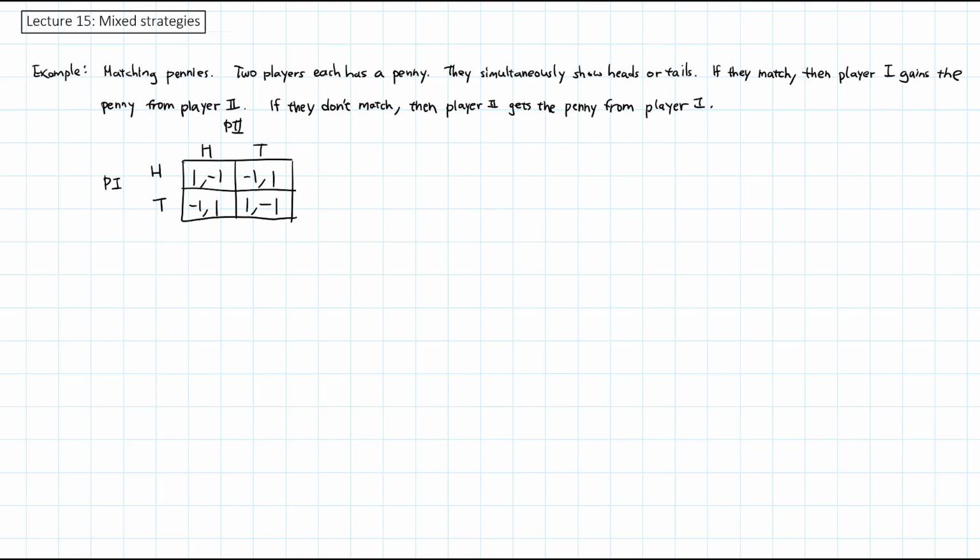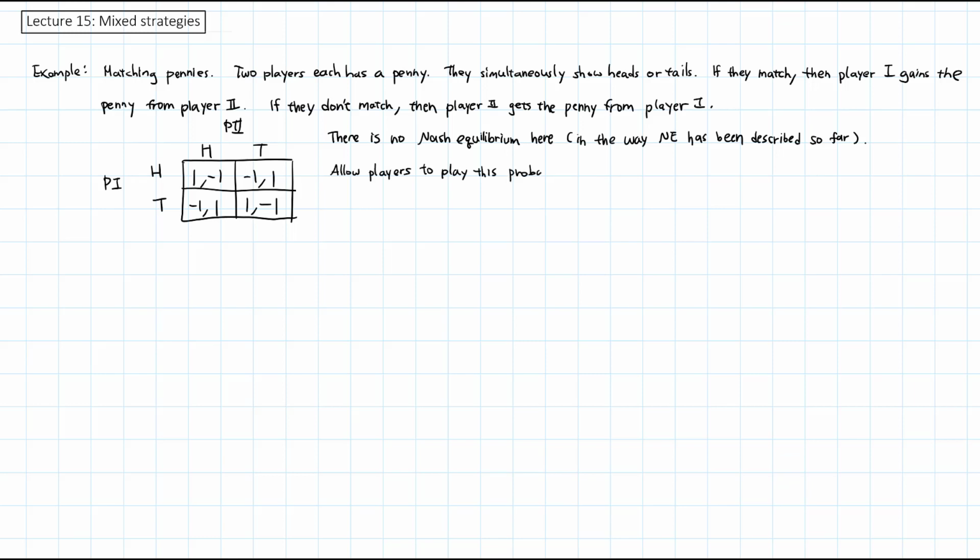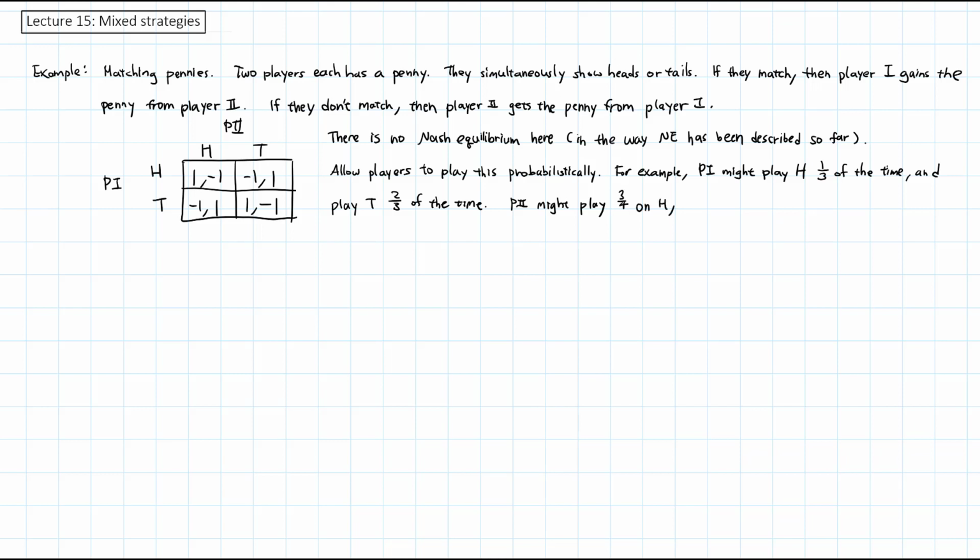You can quickly check that there is no Nash equilibrium in this game, at least not in the way that Nash equilibrium has been described so far. So now let's allow players to play this probabilistically. For example, player 1 might play heads 1/3 of the time and tails 2/3 of the time, and player 2 might play 3/4 on heads and 1/4 on tails.